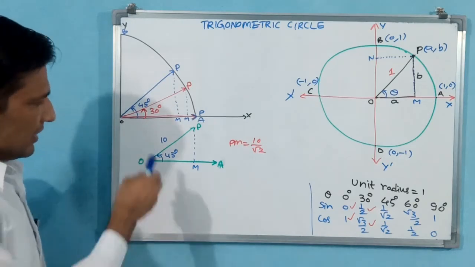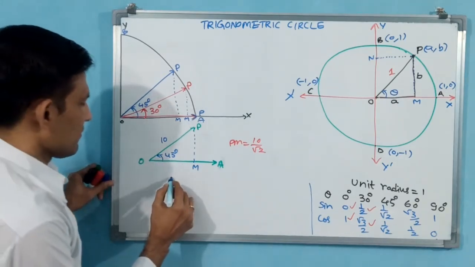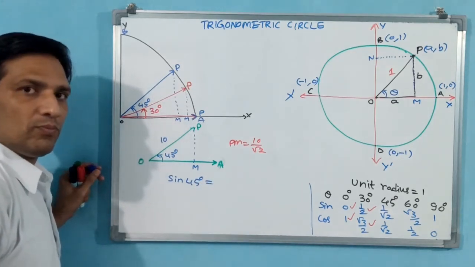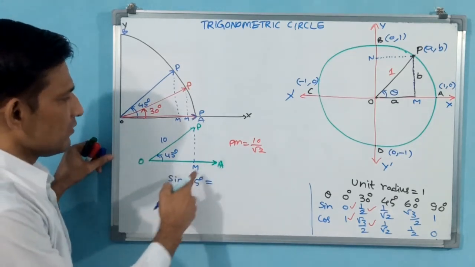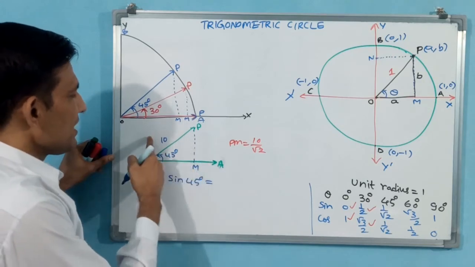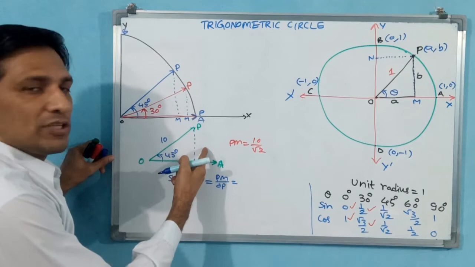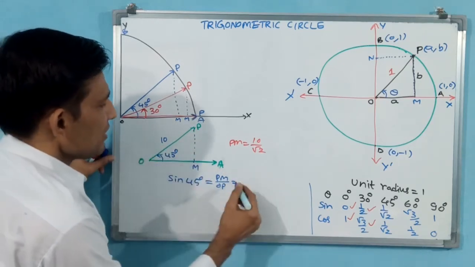We confirm. Now you see sin theta. Sin 45 degrees is equal to how much? PM by OP, right? What is this PM? Opposite side by hypotenuse. PM is how much?